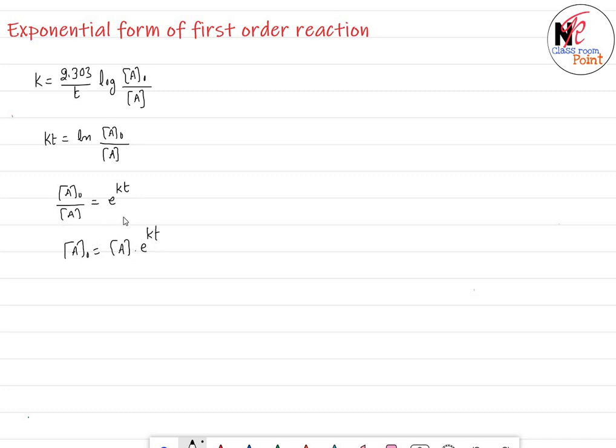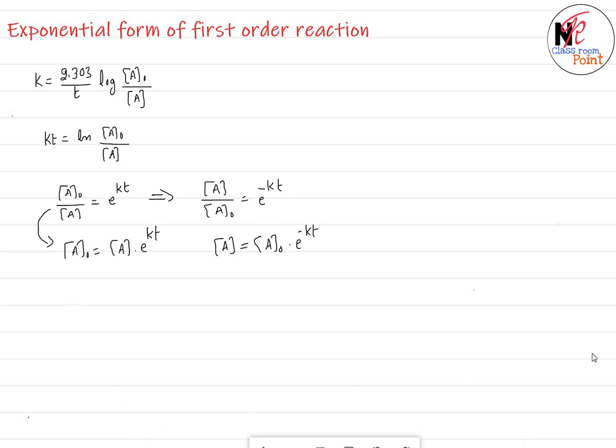This is one form from the above equation. Or else, if you write this in the reverse form, that means concentration of A divided by concentration of A naught, then here you will get the minus, so e power minus kt. Then in such cases, concentration of A equals concentration of A naught into e power minus kt. Hope you understood the derivation of the first order rate equation and the exponential form.